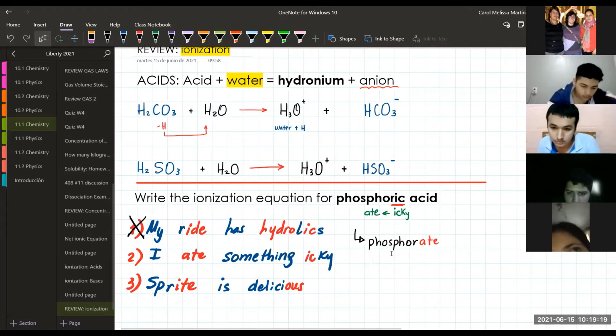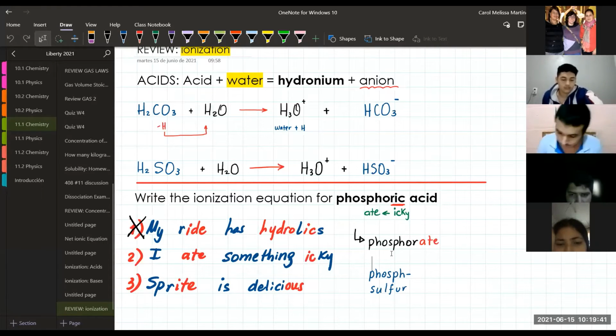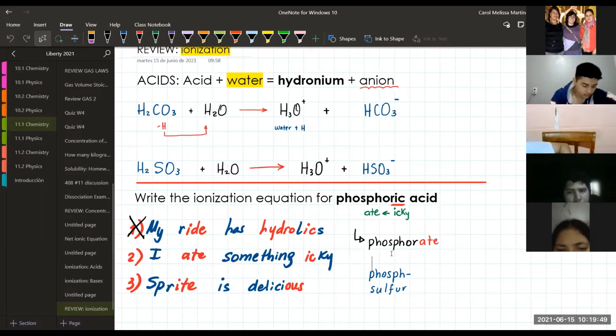For phosphorus, the special root is phosph. That's the special root. And for sulfur, the special root is sulf. It's not going to be sulfic acid, it's going to be sulfuric acid. It's not going to be sulfous acid, it's going to be sulfurous acid. Okay? So these are the special roots. Remember this.